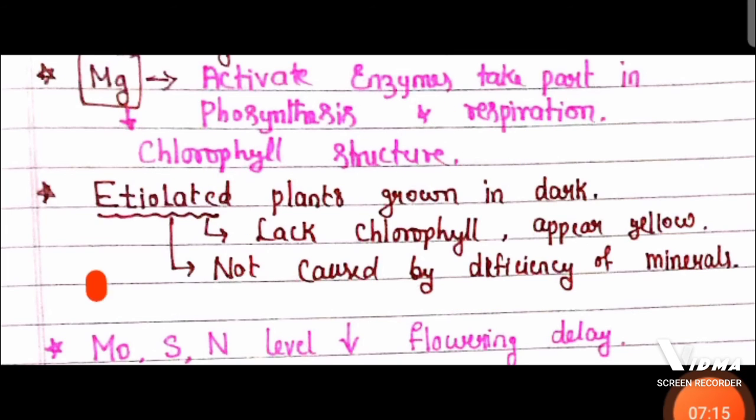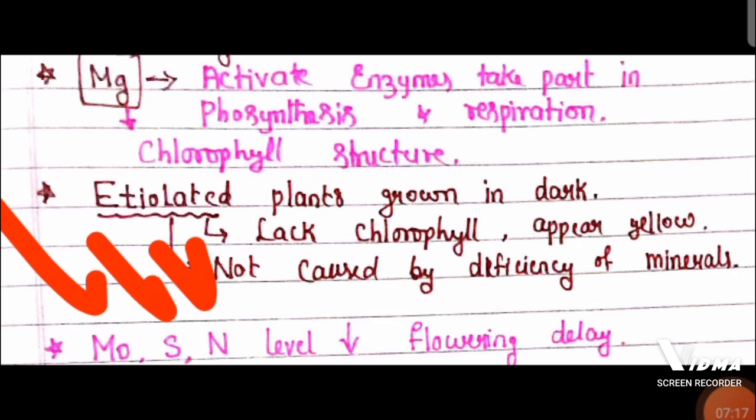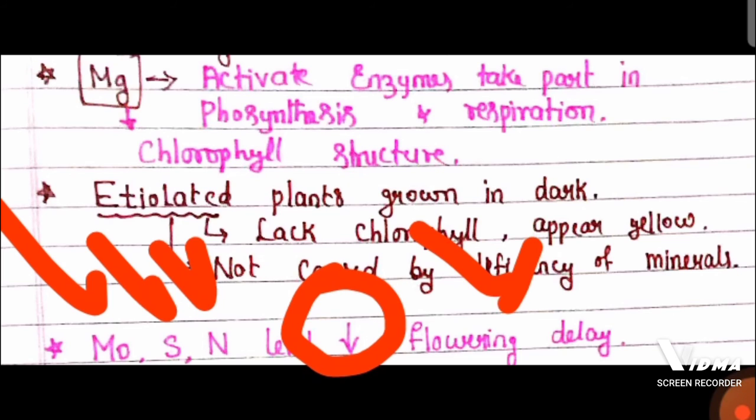And if the level of elements like molybdenum, sulfur, and nitrogen decreases, then flowering is going to be delayed. This is because of the deficiency of these elements: molybdenum, sulfur, and nitrogen.